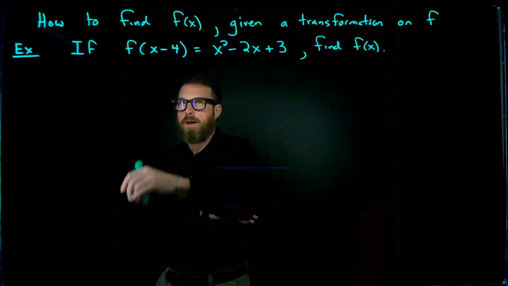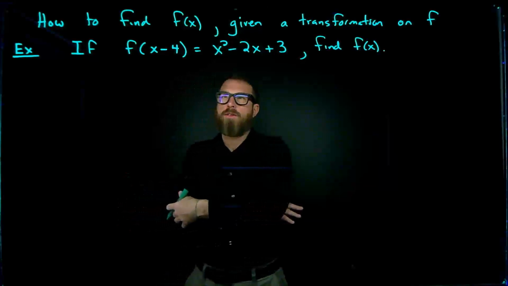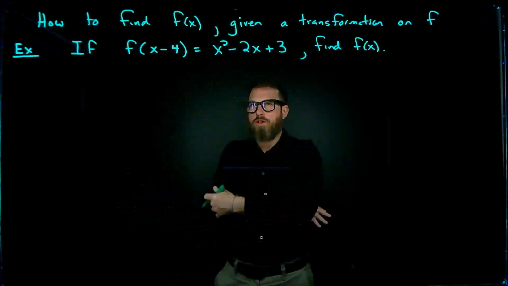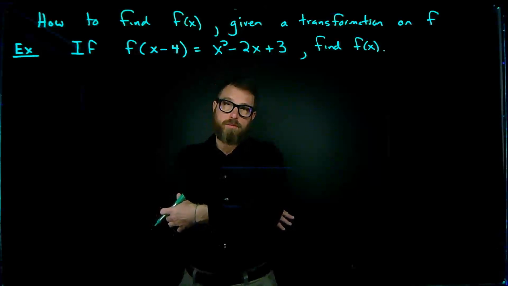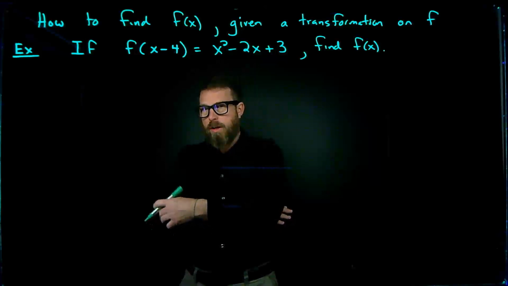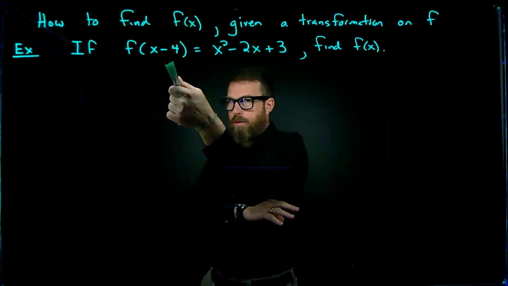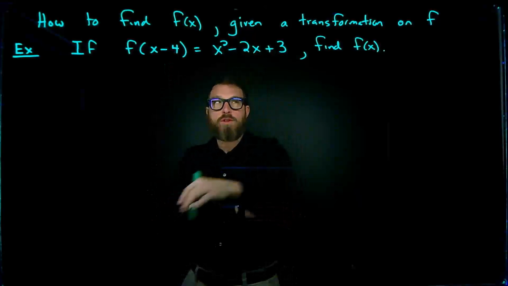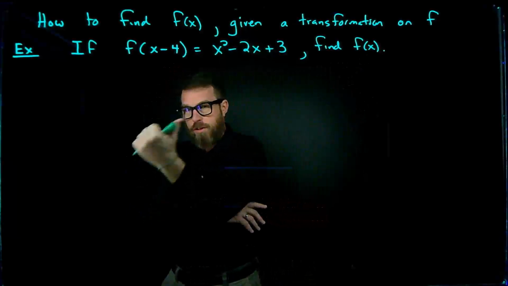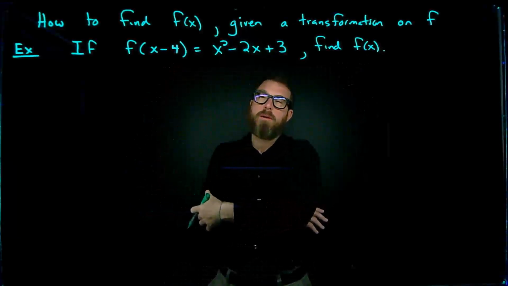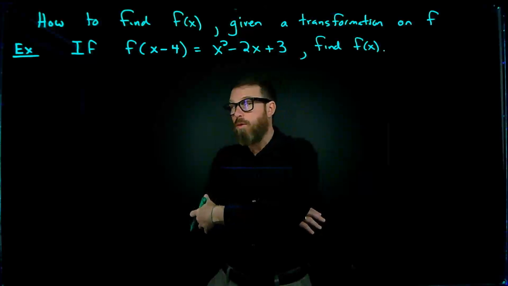So in this example, I'm giving you f of the quantity x minus 4 is equal to this quadratic, x squared minus 2x plus 3. I want you to find the original function. What this actually represents is that original function, f of x, but it has been shifted to the right 4 because I've taken all my inputs and done an x minus 4 for those.